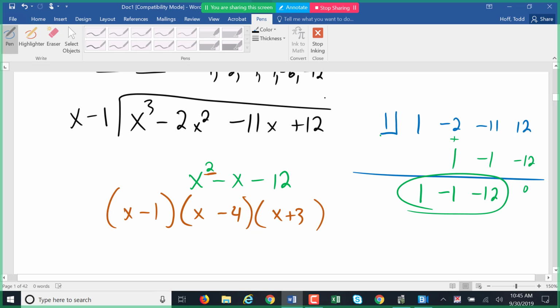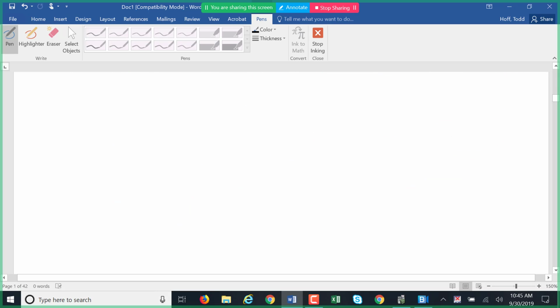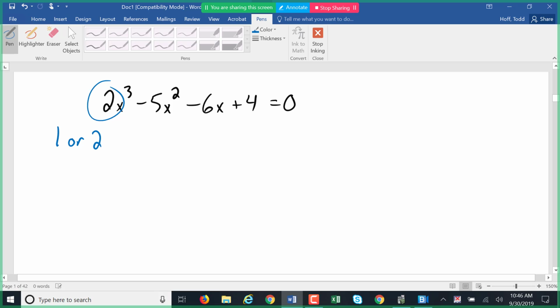It gets to be a lot more complicated when that leading coefficient is not 1. Let's write it down right here. Let's do 2x cubed minus 5x squared minus 6x plus 4 equals 0. So for the 2, I have 1 or 2. For the 4, I've got 1, 2, or 4.